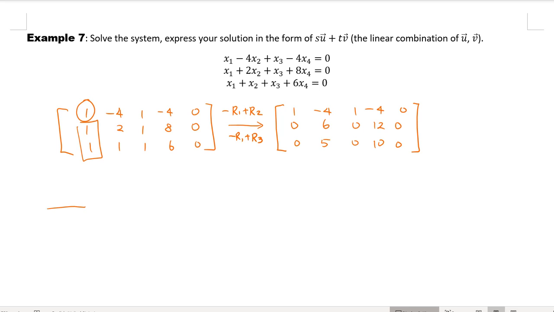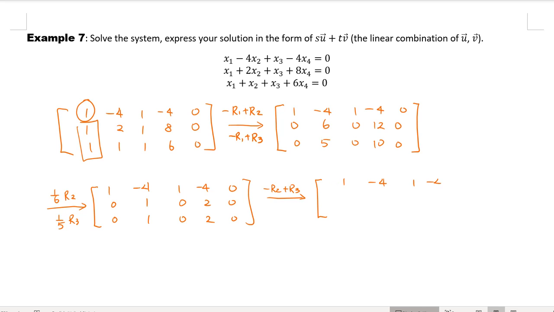Can you see the second row has the factor 6? Let's divide it by 6. Third row has factor 5. Let's divide it by 5. Now the rows are 1, minus 4, 1, minus 4, 0; then 0, 1, 0, 2, 0; then 0, 1, 0, 2, 0. Oh, can you see the second row and the third row are the same? So we can cancel the third row by doing minus row 2 added to row 3. We get 1, minus 4, 1, minus 4, 0; 0, 1, 0, 2, 0; and then 0, 0, 0, 0, 0.